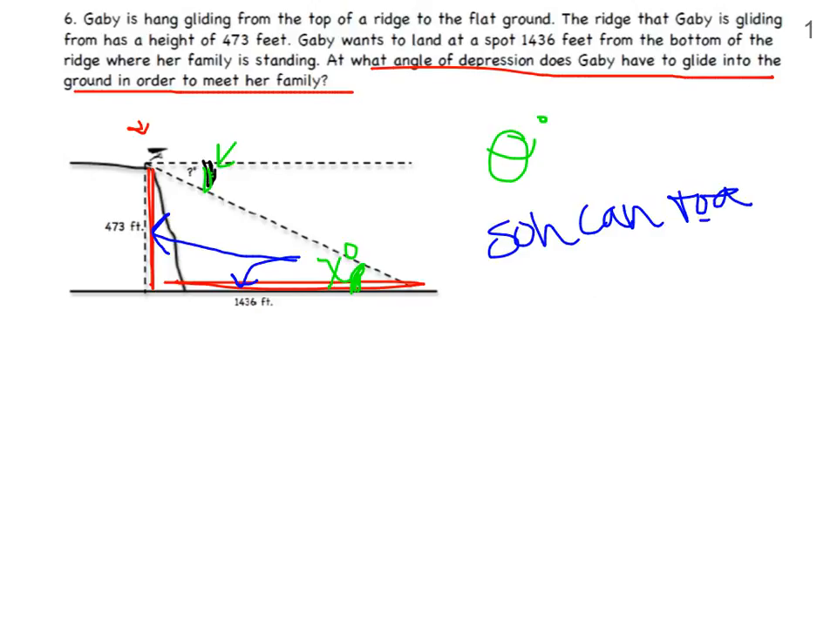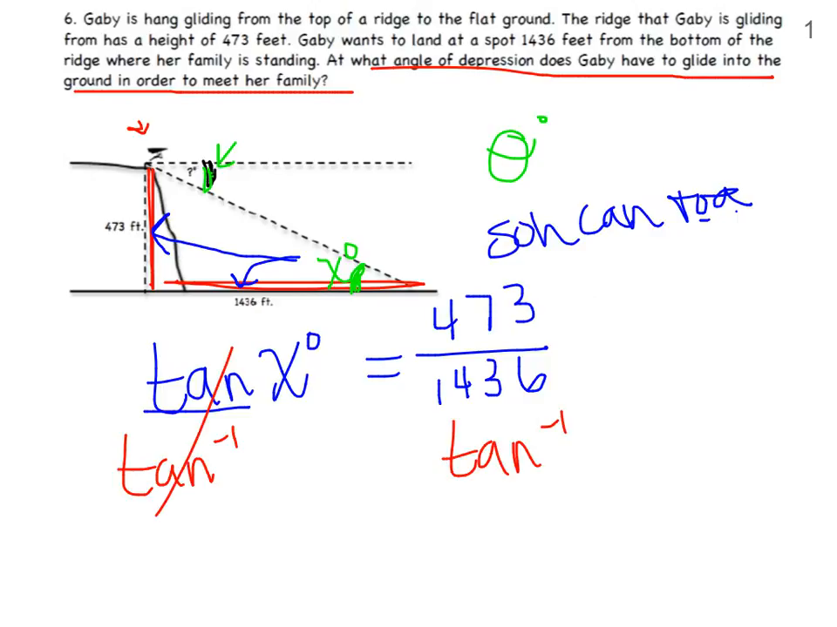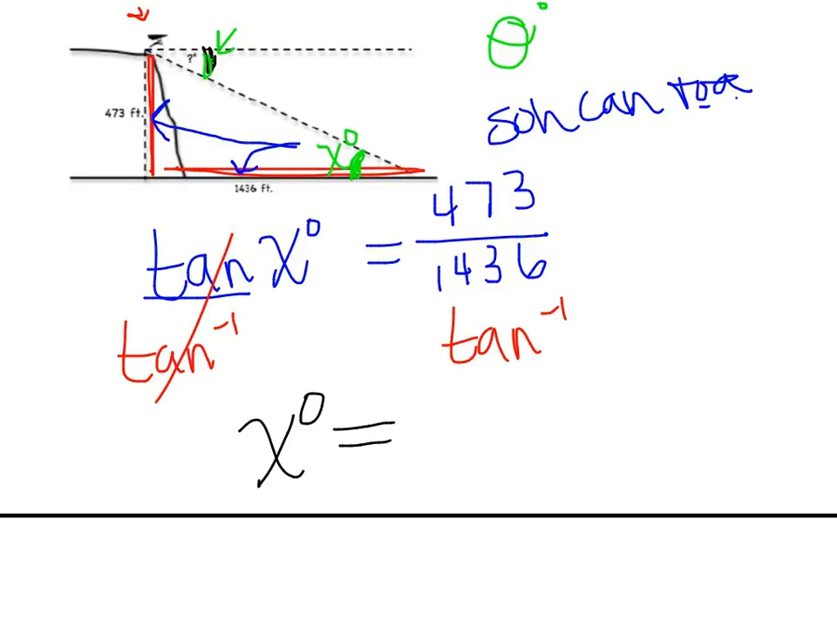the one that deals with opposite and adjacent is tangent. So the tangent of the unknown angle, x, is the opposite, 473, over the adjacent, 1,436. All right, so in order to eliminate this tan to get x by itself, we use the tan inverse. So we'll do that to both sides. That, of course, cancels that out. Your calculator doesn't have an x button that you can just use like it's a variable. So we just know that those cancel out. So you have x degrees equals the tan inverse.